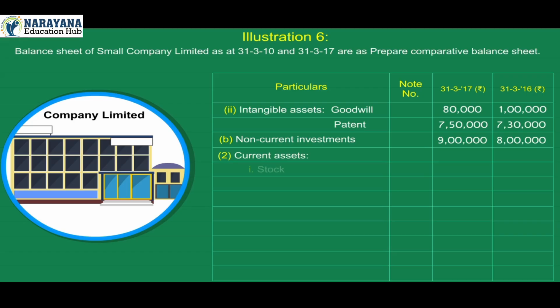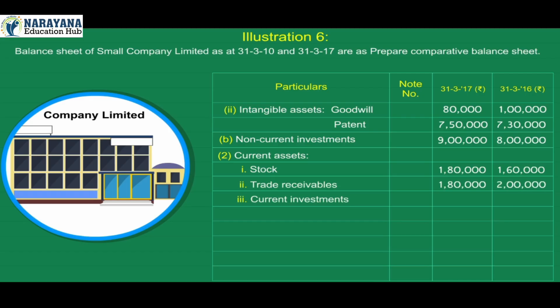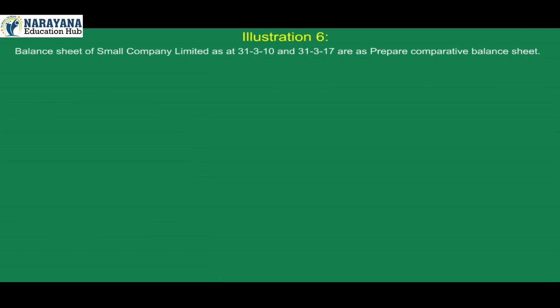2. Current assets. 1. Stock 1 lakh 80,000, 1 lakh 60,000. 2. Trade receivables 1 lakh 80,000, 2 lakh. 3. Current investments 1 lakh 40,000, 2 lakh 70,000. 4. Cash and cash equivalents 70,000, 70,000. Total 45 lakh, 43 lakh 30,000.